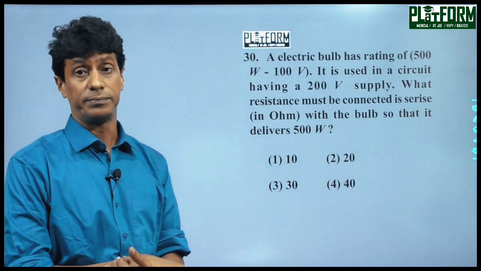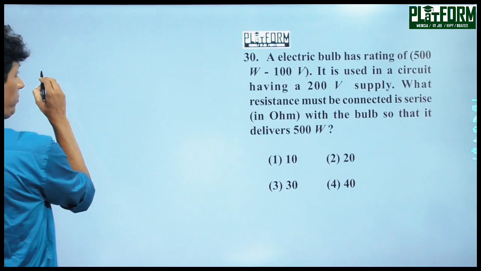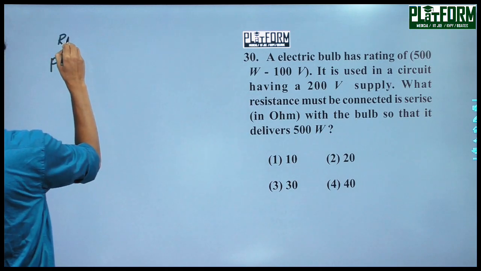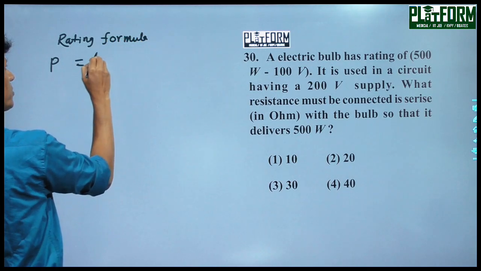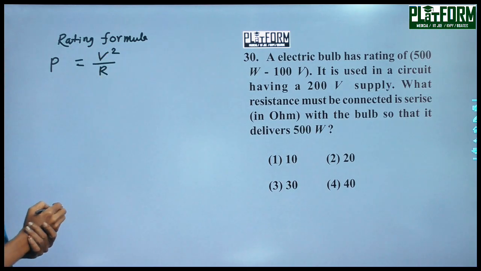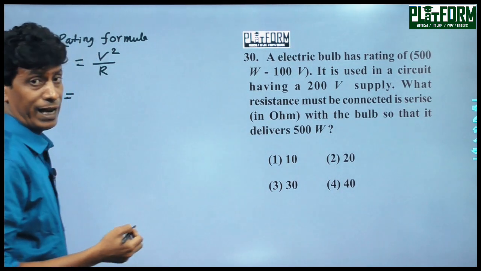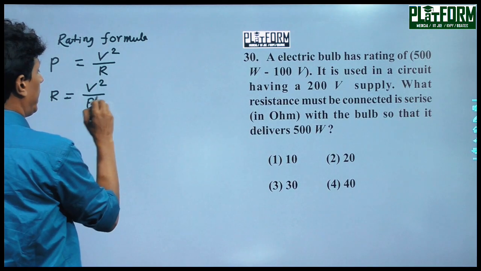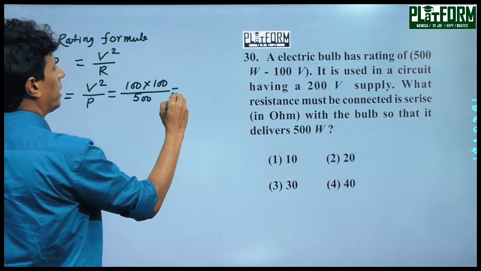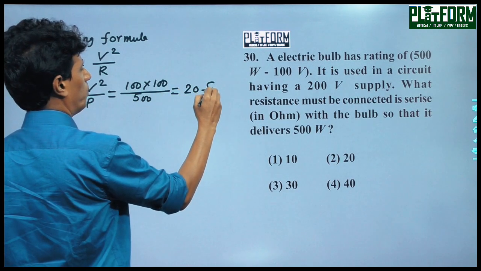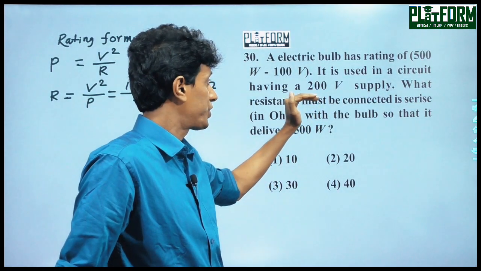An electric bulb has a rating of 500 watt, 100 volt. It is used in a circuit having 200 volt. So we know the rating formula. The resistance given in the electric lamp is V squared by P, that is 100 into 100 by the power, 500 watt, which is 20 ohm. So it can tolerate only 100 volt, but it is used in a circuit having a potential of 200 volt.